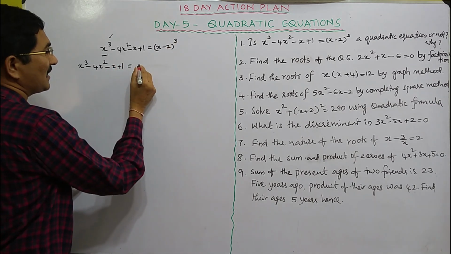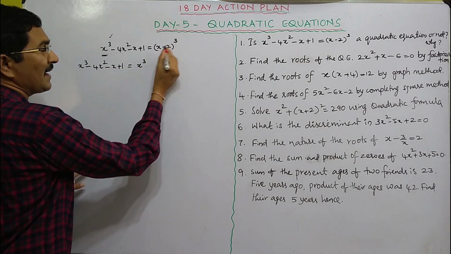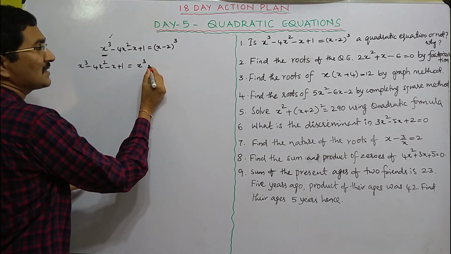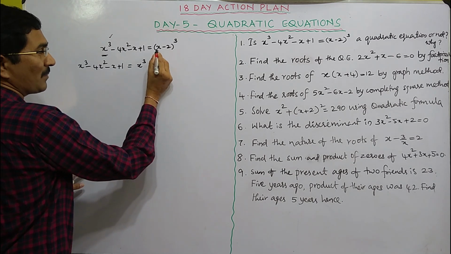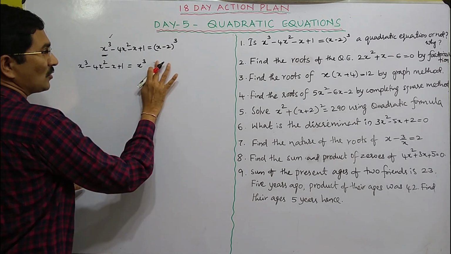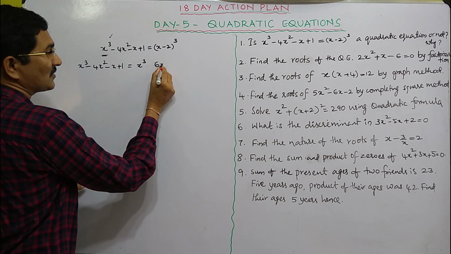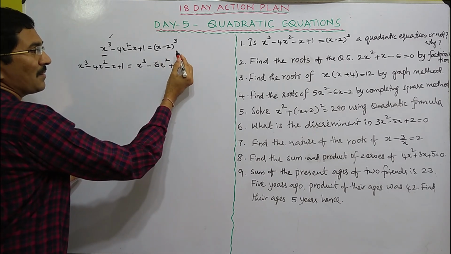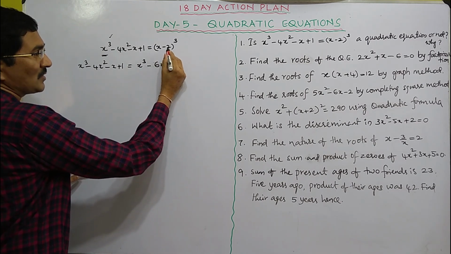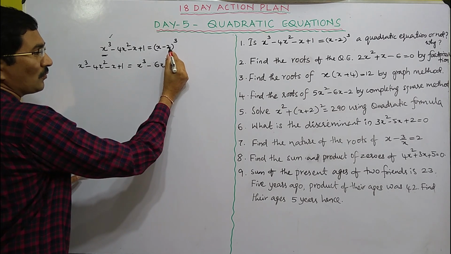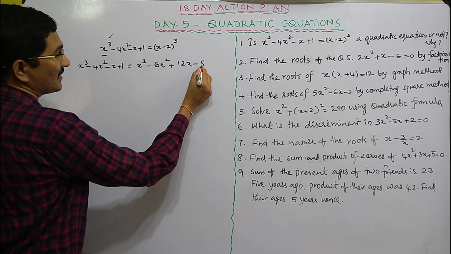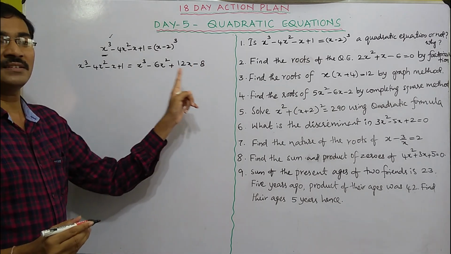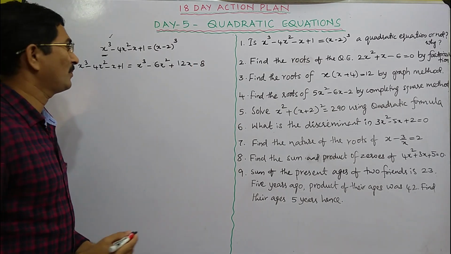This on expansion becomes x cube, that is a cube, minus 3a square b, so minus 3x square times 2, so it becomes 6x square. Next it becomes plus 3ab square, so 3 times 4 is 12, so it becomes 12x, and this is minus 8. This is the expansion. You should know this by now.